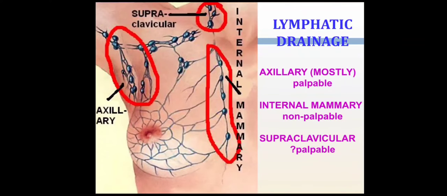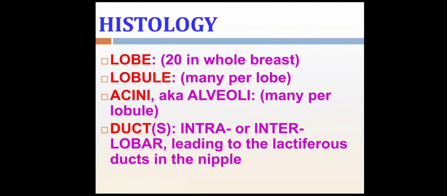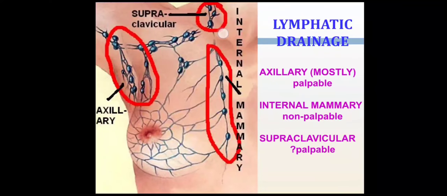In carcinoma of the breast, we see enlargement of palpable axillary lymph nodes. Supraclavicular lymph nodes can be palpable sometimes.